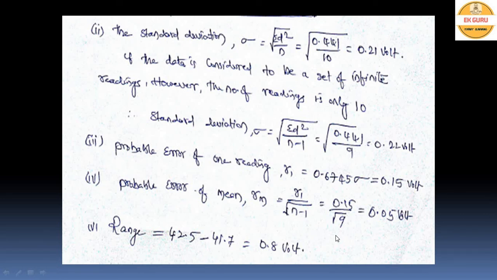So this is how we do statistical analysis of a random error. Random errors are unavoidable because their sources are unknown, so we calculate the magnitude of the error and apply the correction factors. This is how we calculate the probable error.